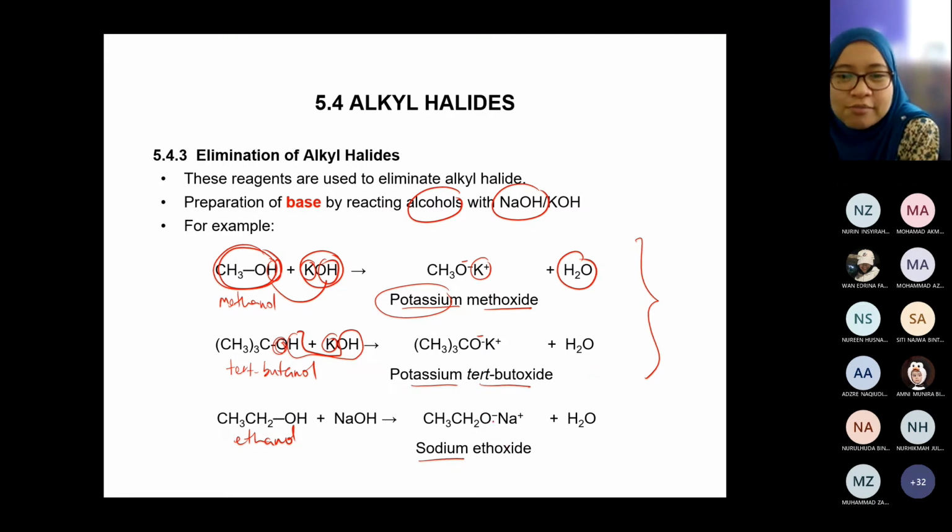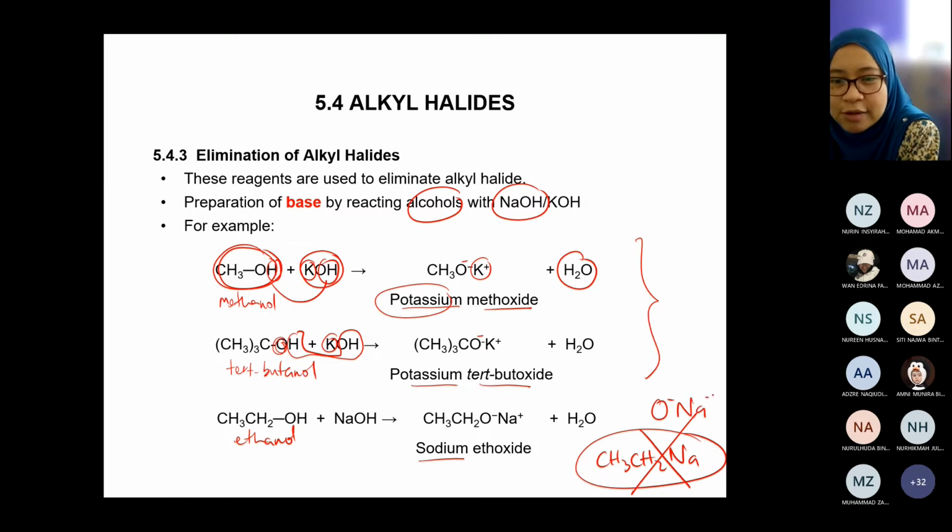Okay, so dia just combine je O dengan sodium plus. So O dengan K. Jangan buang pula O tu terus jadi macam ni. Nanti ada yang terbuat macam ni, sebab dia tend to terbuang. Dia terus jadi macam ni. This is salah. This is wrong. Dia kena ada O negatif and E, sebab positif dengan negatif, they attract one another.